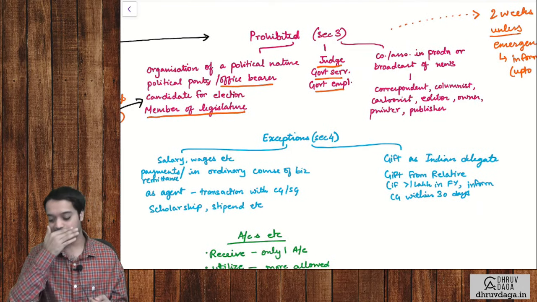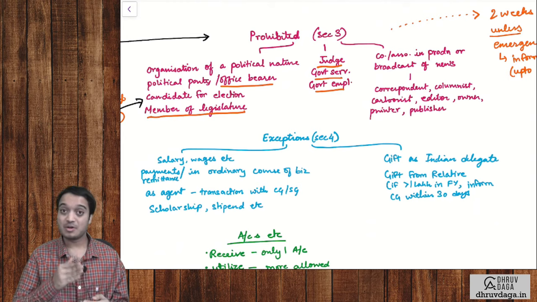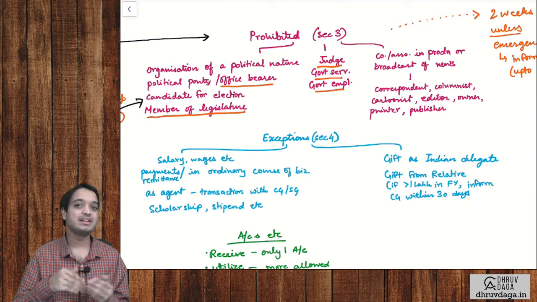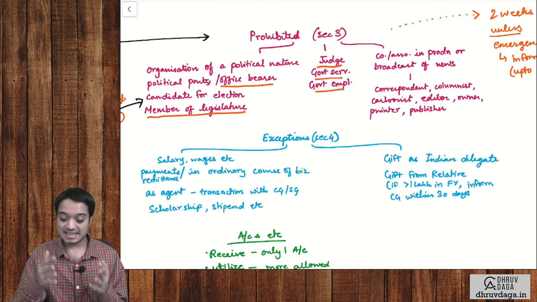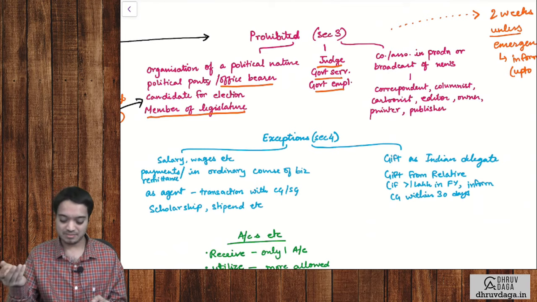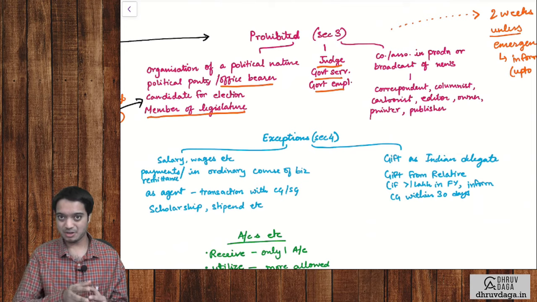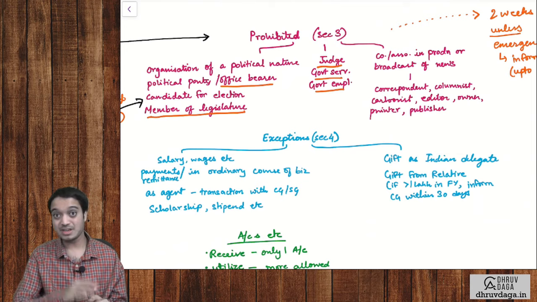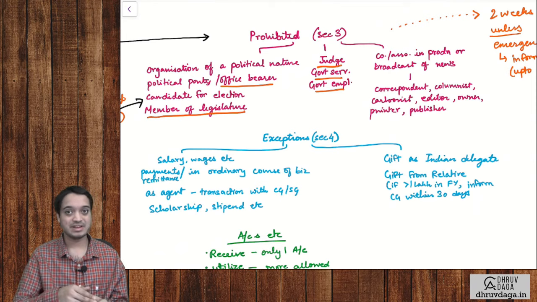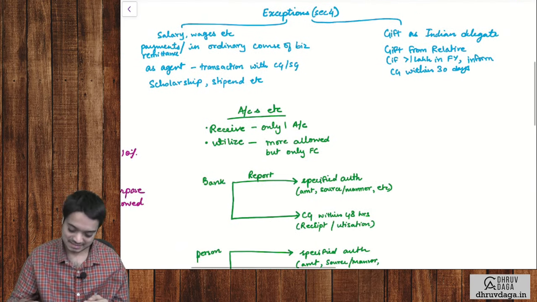Then there are certain exceptions where Section 3, that is the prohibition on foreign contribution, does not apply. What are those cases? That's for salary, wages. Then for any payment or remittance in the ordinary course of business, that is exports, imports, as an agent of a foreign source for transaction with the central government or the state government, scholarship, stipend, etc. Gifts as an Indian delegate, if you receive as per the rules, then that is also not covered within the prohibition, or gifts from relatives. However, if gifts of more than rupees 1 lakh are received in a financial year, intimation shall need to be made to the central government within 30 days.